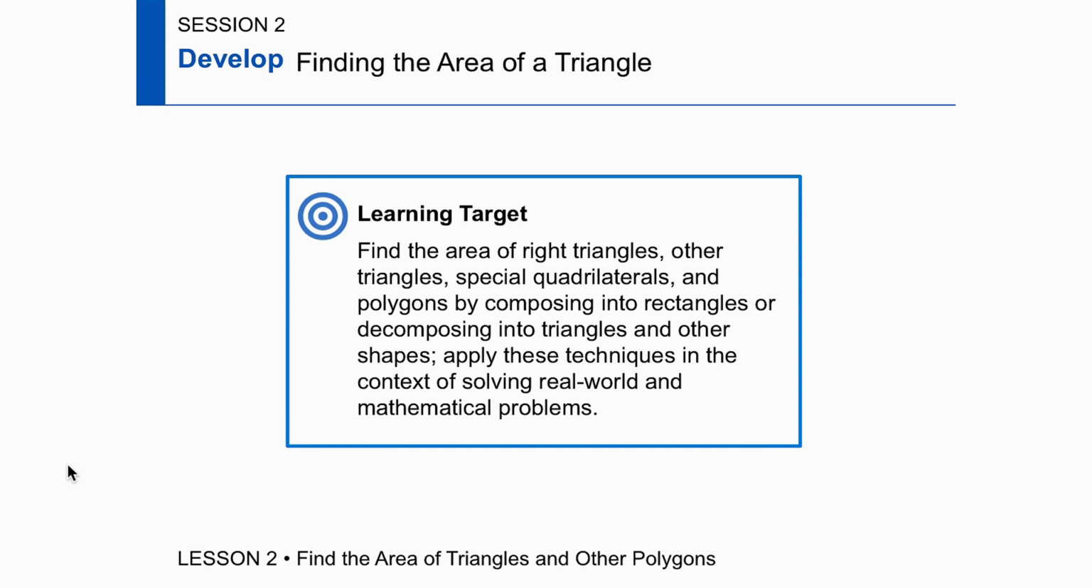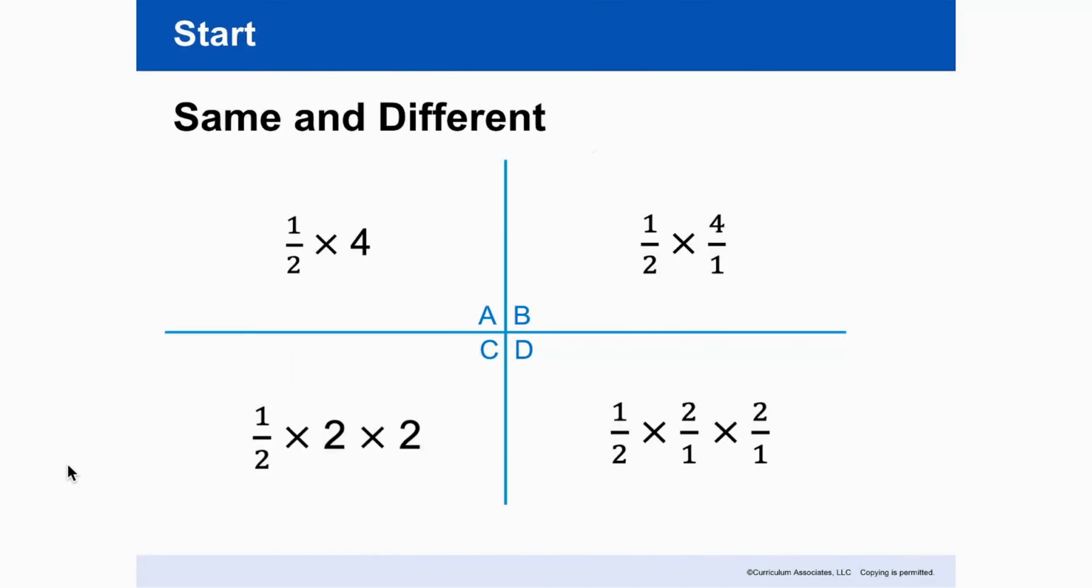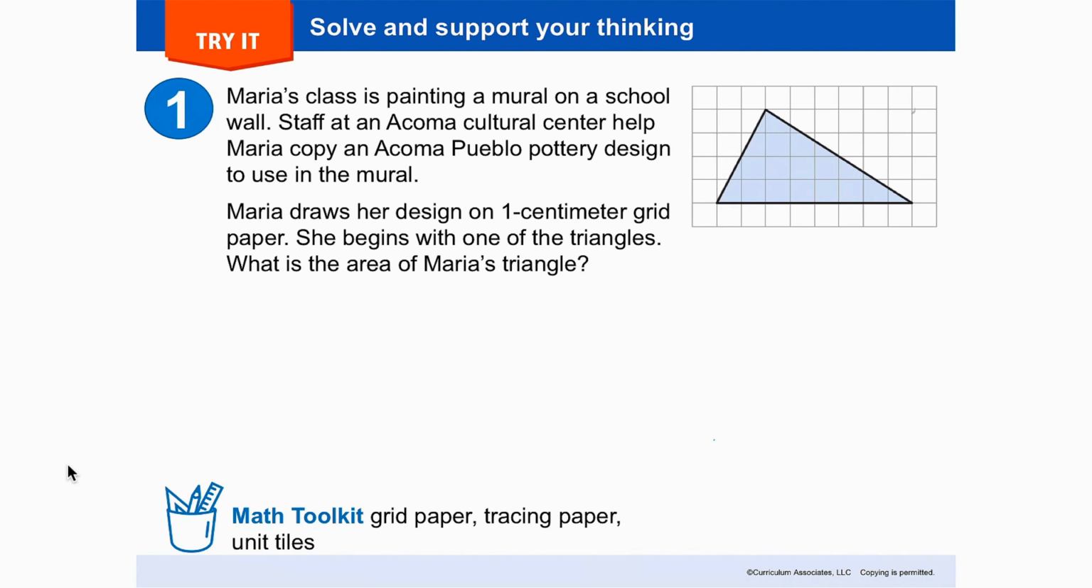Hey guys, this is the lesson for finding the area of a triangle. So we are going to find the area of right triangles and other triangles by using decomposition and composition, and by using a formula to find these. So we're going to go ahead and get started. We'll go right into number 1.